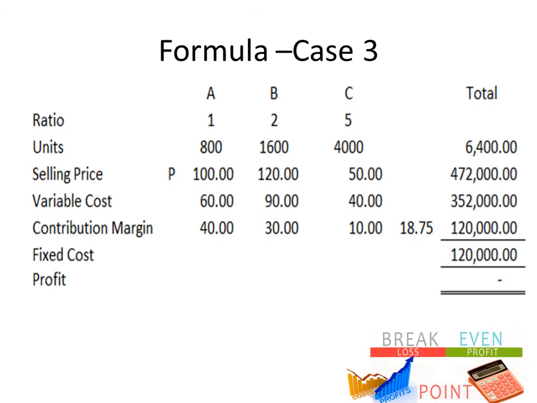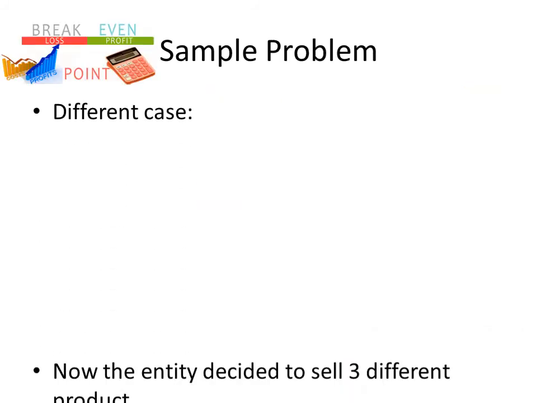Okay? So, what do we do now? We just multiply it by its selling price and then variable cost. When we total the selling price, we will be able to get 472,000. For variable cost, when we total it, that would be 352,000. And when we deduct it, that is 120,000. So, therefore, our break-even in units is 6,400. And per product, the break-even for A is 800, for B, 1,600, and for C, 4,000. Okay? So, let's try another example.